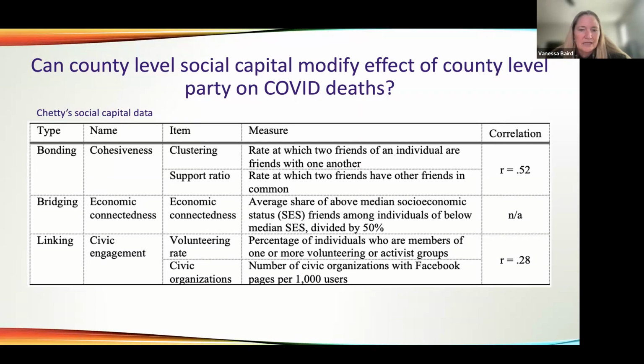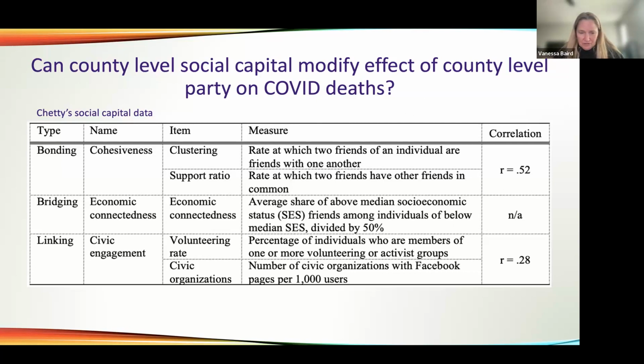So, for instance, we have here these various social capital variables that she used. Chetty talks about these variables called cohesiveness or bonding. This is the tendency to be cliquish. It's a tendency to say, I have my friends and we're all friends and we don't have other friends. That's what it measures, at the county level, the tendency for friendships to be cliquish. They were measured from a couple of different variables, and clustering and support ratio are correlated at 0.5. So she created an index called bonding.